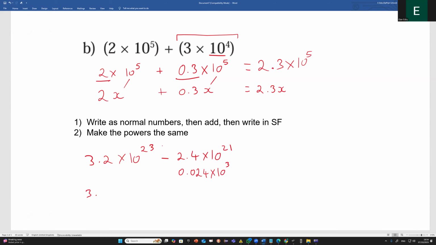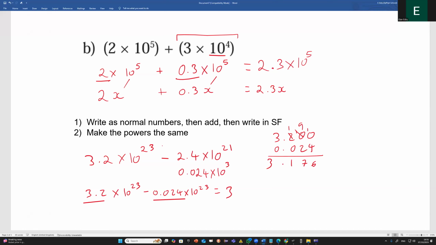So you've got 3.2 times 10 to the 23, take away 0.24 times 10 to the 23, and then you could just do 3.2 take away 0.24, and then put the times 10 to the 23. Which is 2.96. So 2.96 times 10 to the 23. And again, that's already in standard form. So if you have one like that, you'd have to do it this way. Okay, that's great. So let's have a look at this one. I think this one would be a calculator one.